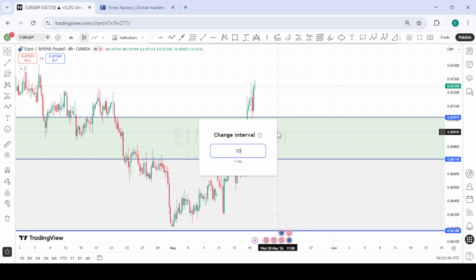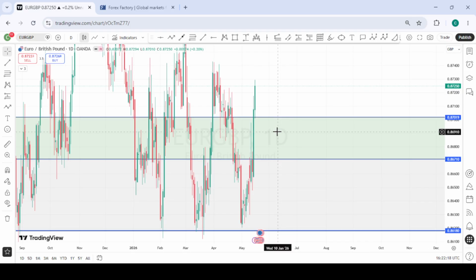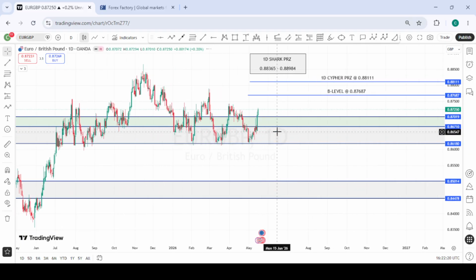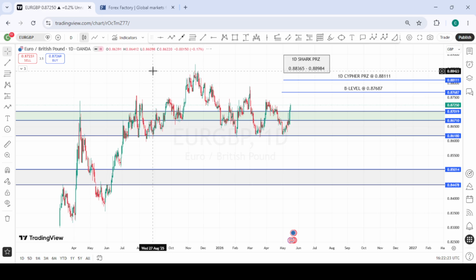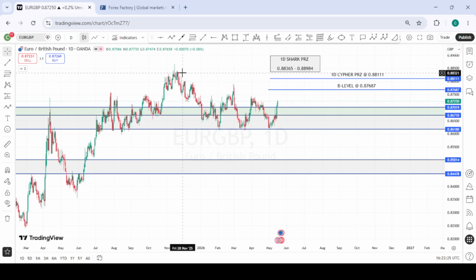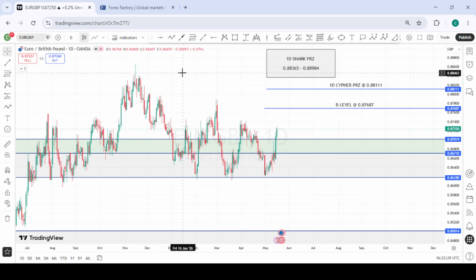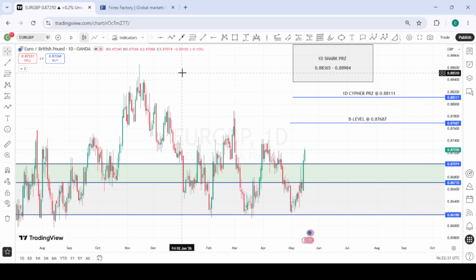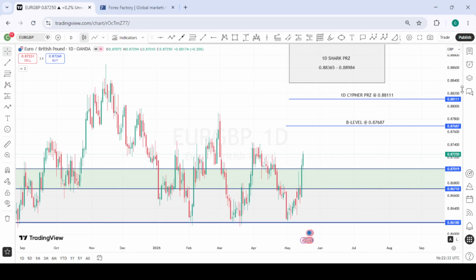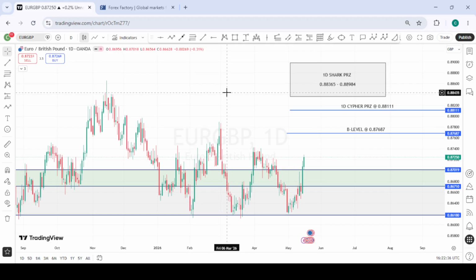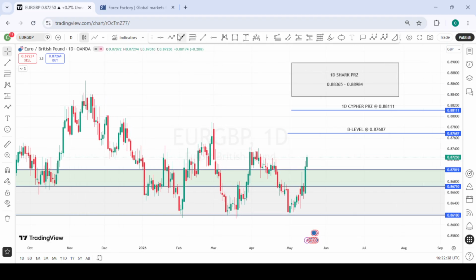This is EURGBP. EURGBP initially gave us some false moves that made us see this as a potential head and shoulder formation. But looking at the price action, we are actually developing a cipher or shark pattern, or harmonic pattern, on EURGBP, and EURGBP is now very bullish. So going into next week, this is the harmonic pattern that is developing.